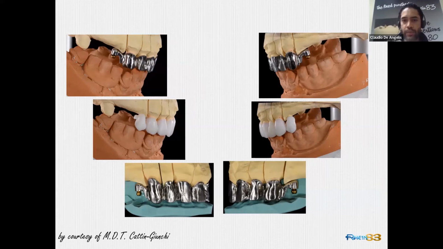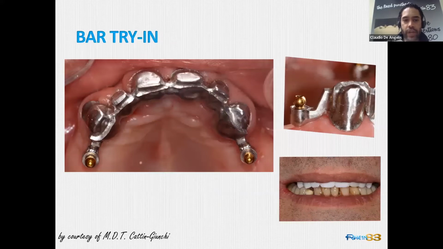From the teeth setup, you can see the switch between digital and analogic. From the teeth setup designed in digital, they produce a silicon mask, so to understand perfectly all the dimensions, both vestibular or palatal, and occlusal, of course. They did the try-in in the mouth with the doctor. You can see the placement of the attachment below on the right, the try-in also of the white teeth setup.